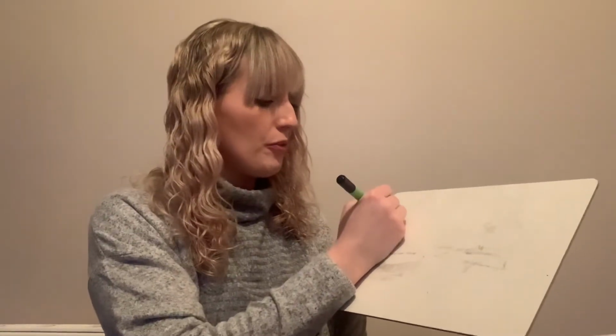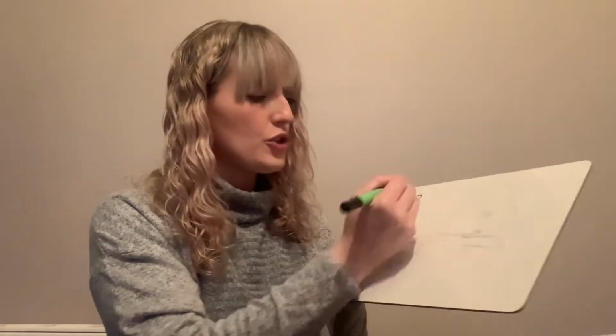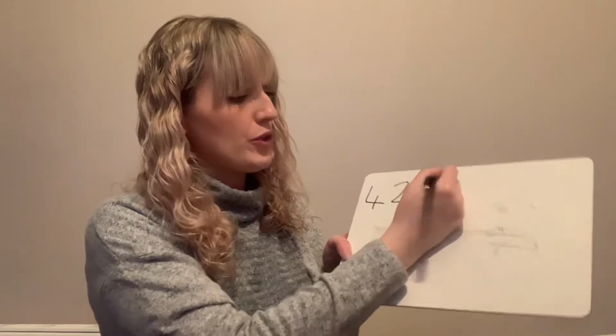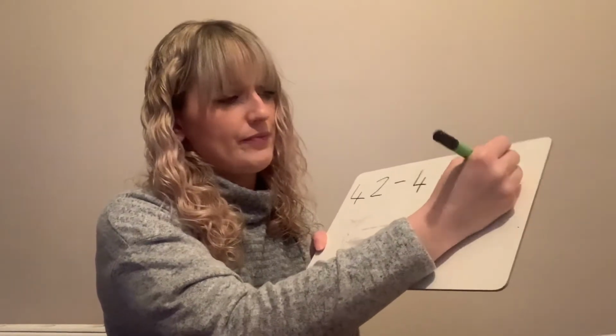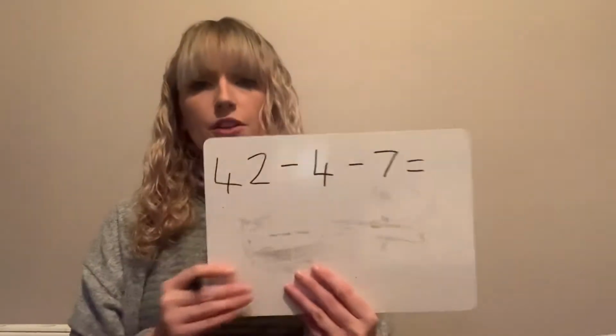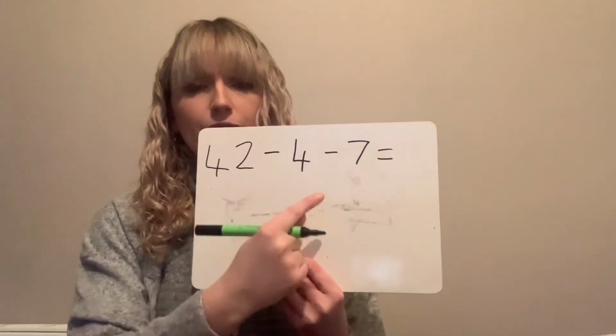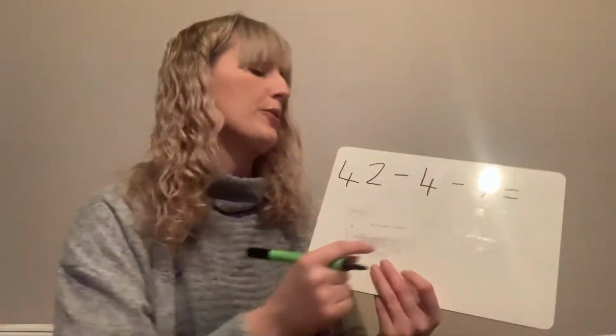Okay, let me show you a different way. So this time I've got the number 42. I'm going to subtract 4 and subtract 7. Okay, so 42 subtract 4 subtract 7 equals.